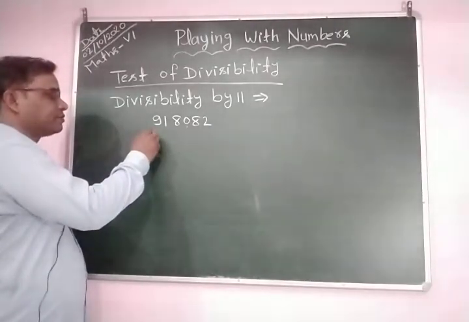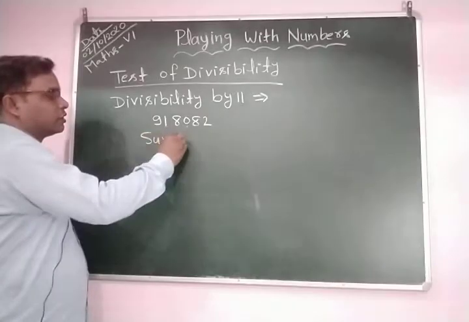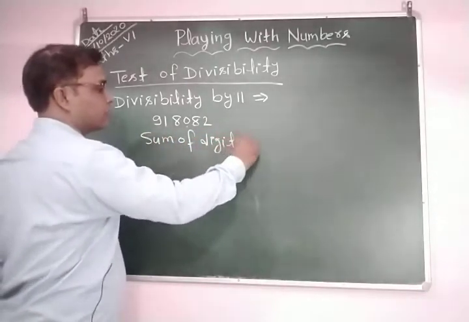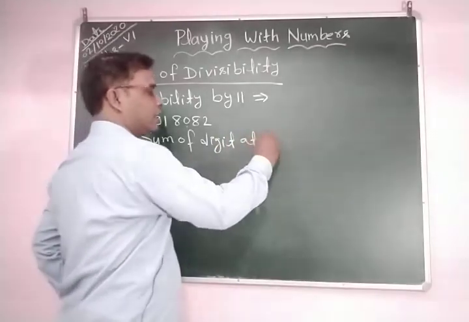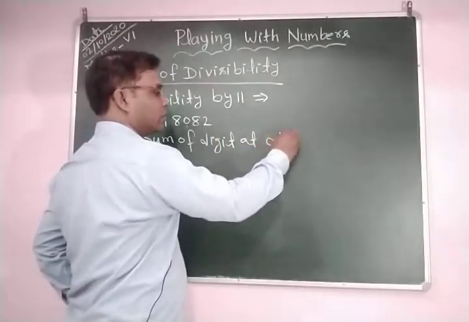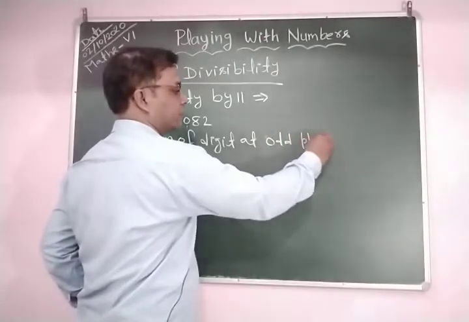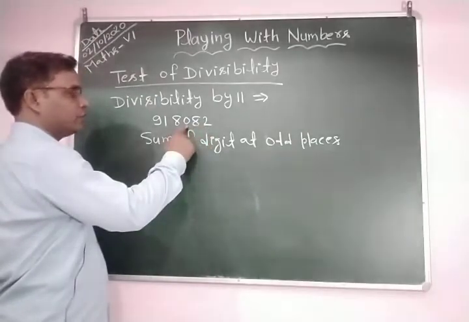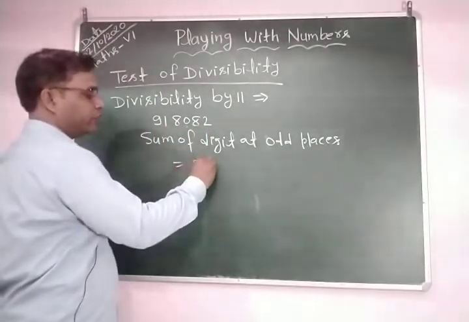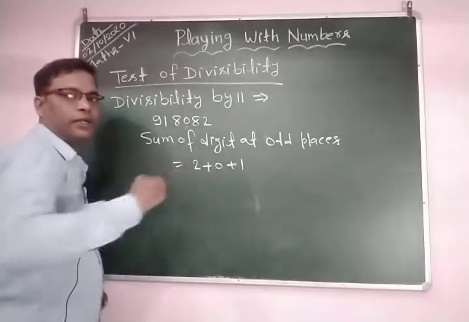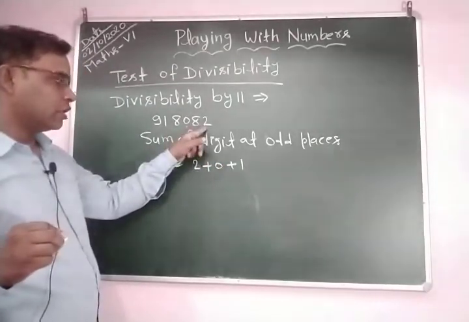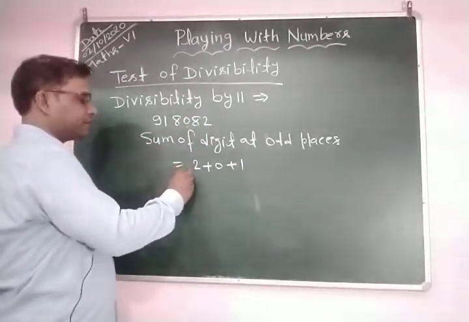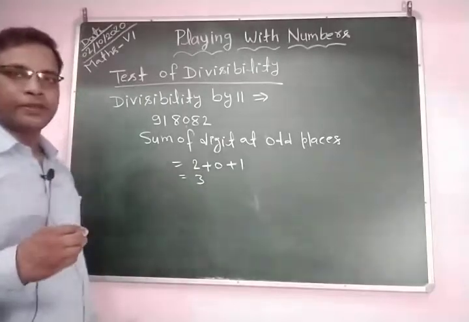So here we find the sum of digits at odd places. The odd place digits here are 2 plus 0 plus 1. 2 is an odd place digit, 0 is an odd place digit, 1 is an odd place digit. So here we get 3.